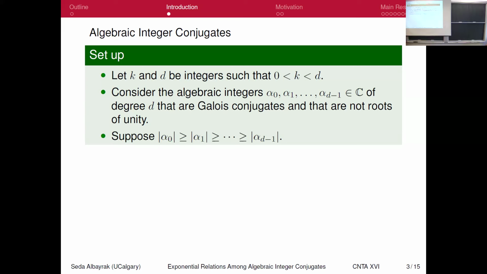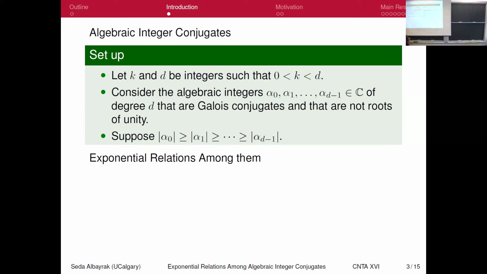We also have this ordering of the Galois conjugates. It is an ordering in terms of modulus, and it's a non-increasing ordering, or if you want, they're in decreasing order, but not strictly decreasing.